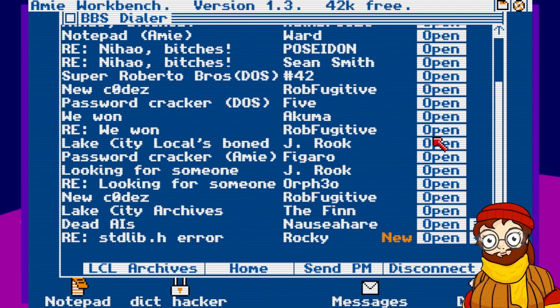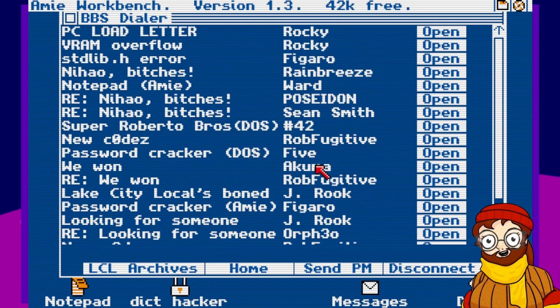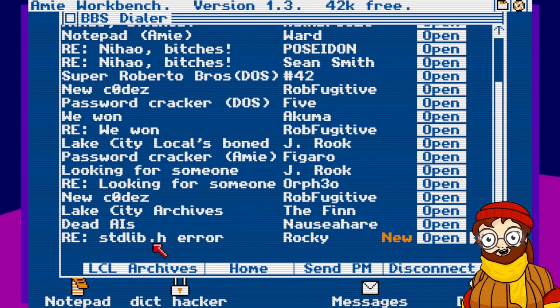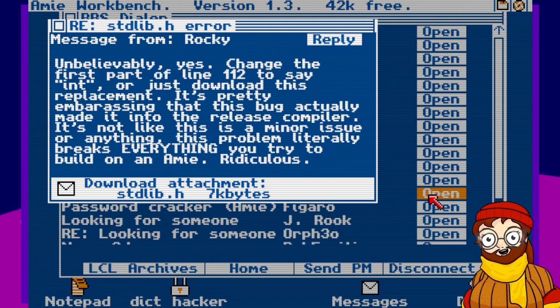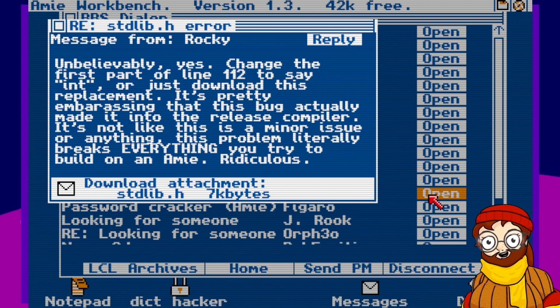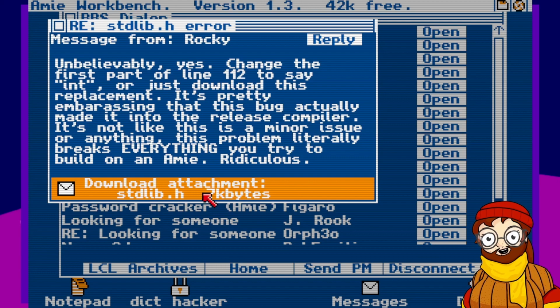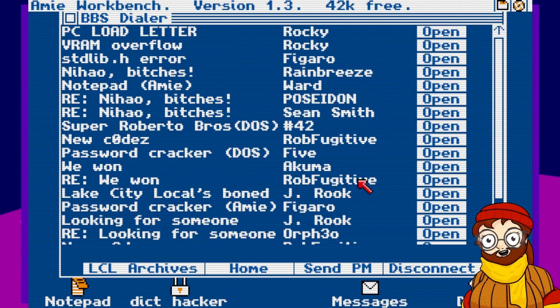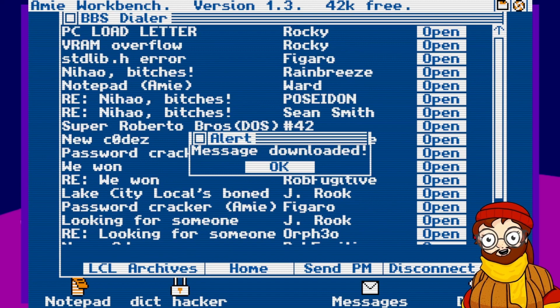Hey, Nausea Hair, tell me what's up. Error, Rocky. Unbelievably, yes. Change the first part of line 112 to say int, or just download this replacement. It's pretty embarrassing that this bug actually made it into the release compiler. It's not like this is a minor issue or anything. This problem literally breaks everything you try to build on an Amy. Ridiculous. So we can download this now. It'll just automatically be updated if we ever need to be doing that.